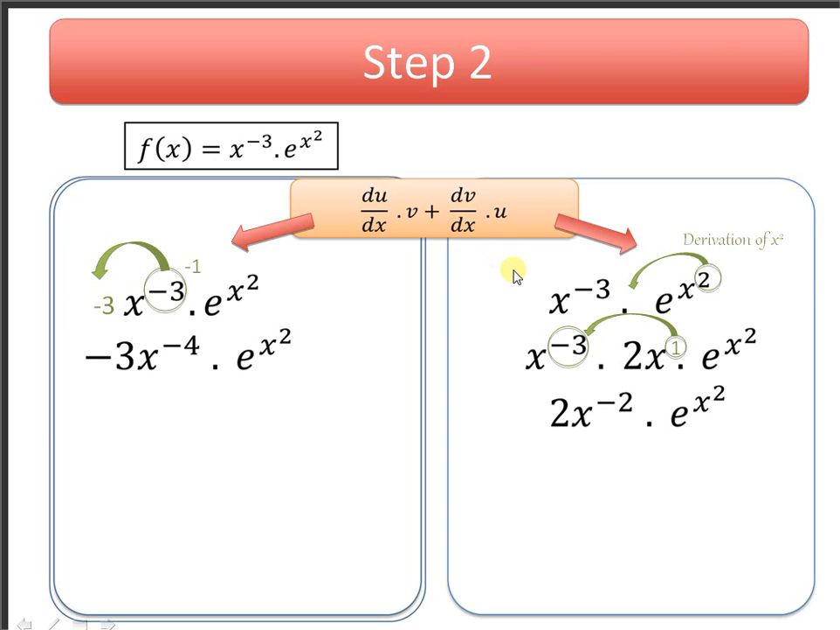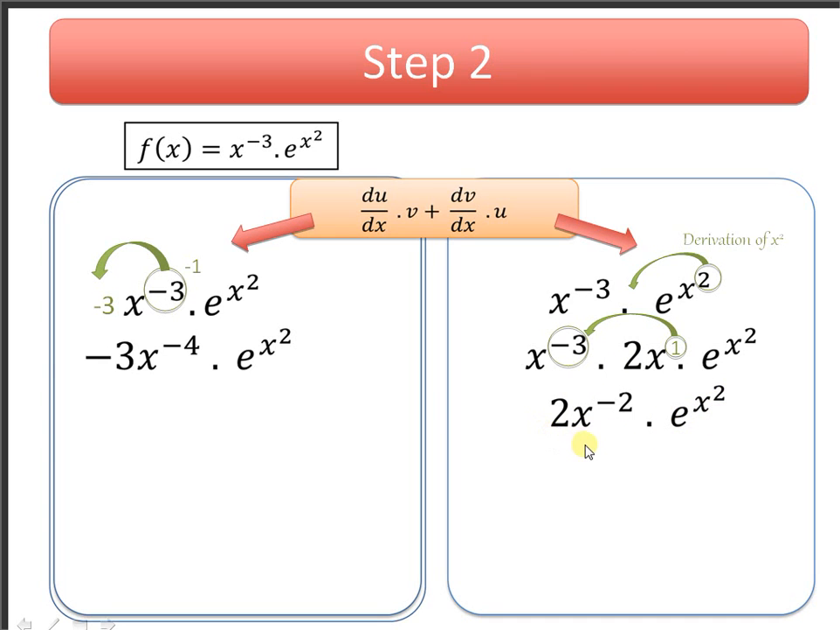So all we need to do now is multiply it by our u value. When we have done this, we are left with x to the power of minus 3 by 2x by e to the power of x squared. However, we can simplify this value. We can multiply x to the power of minus 3 by 2x simply by adding their powers together. 2x can be written as 2 by x to the power of 1, as x to the power of 1 is equal to x. We can multiply x to the power of 1 by x to the power of minus 3 by adding their powers together, so that we are left with x to the power of minus 3 plus 1, or x to the power of minus 2.